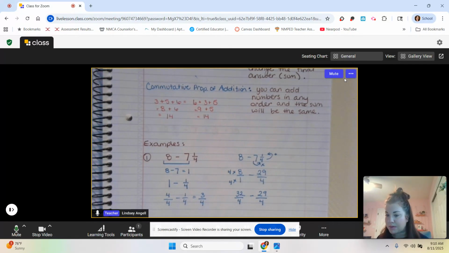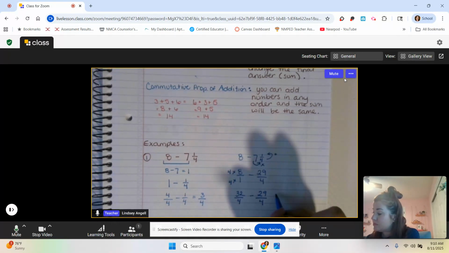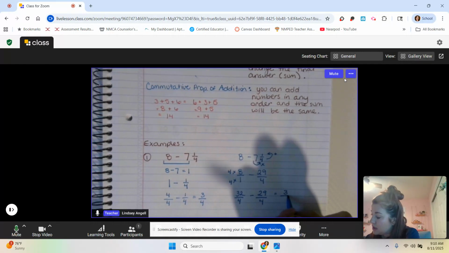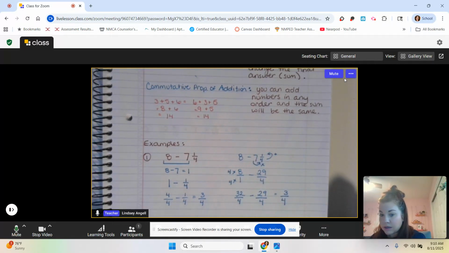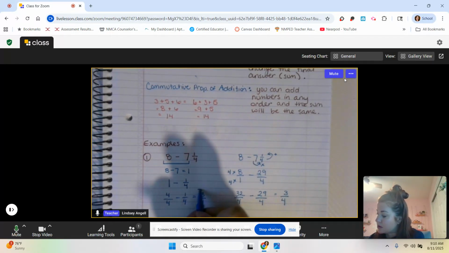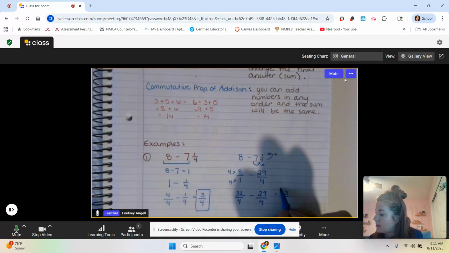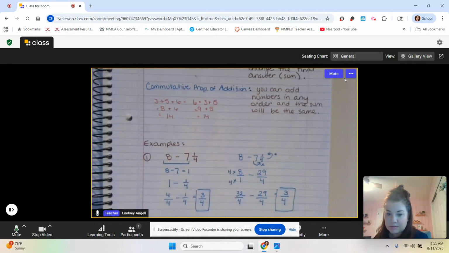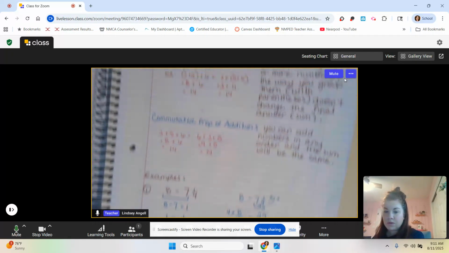Because now we have the common denominator. They're both in improper fractions. So now I can just subtract my numerators. Well, 32 minus 29 is 3, and I keep that same denominator, getting me to 3/4. So either way, I was able to get to 3/4. Okay? So, hopefully that helps.